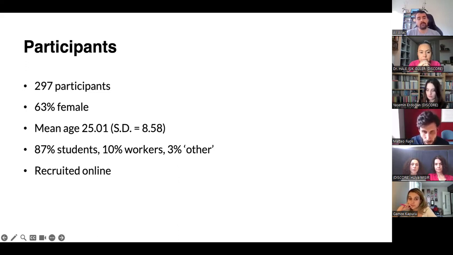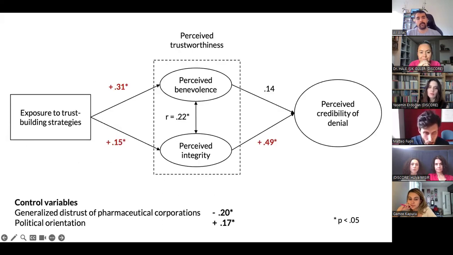Okay, so what did we find? What the analysis showed, as this probably slightly convoluted diagram tries to demonstrate, is that as predicted, the trust-building strategies had a significant positive effect on both perceived benevolence and perceived integrity. That means that people who were exposed to these strategies had a more positive opinion and had more trust in the company compared to participants who were not exposed to them.